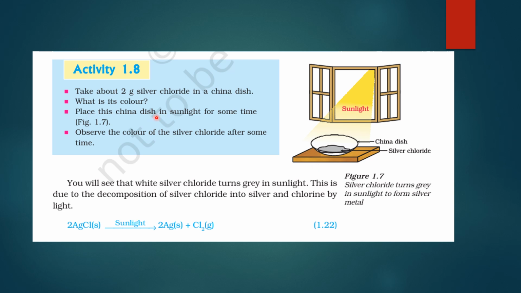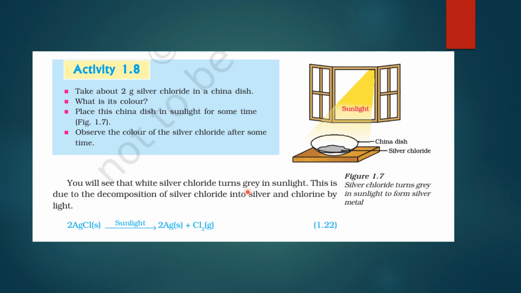Now you place this china dish in sunlight for some time. See, from this window sunlight is coming. You have to keep it near the sunlight for some time. Now observe the color of the silver chloride after some time. You will observe that the white color of the silver chloride slowly converts to gray through the action of the sunlight.